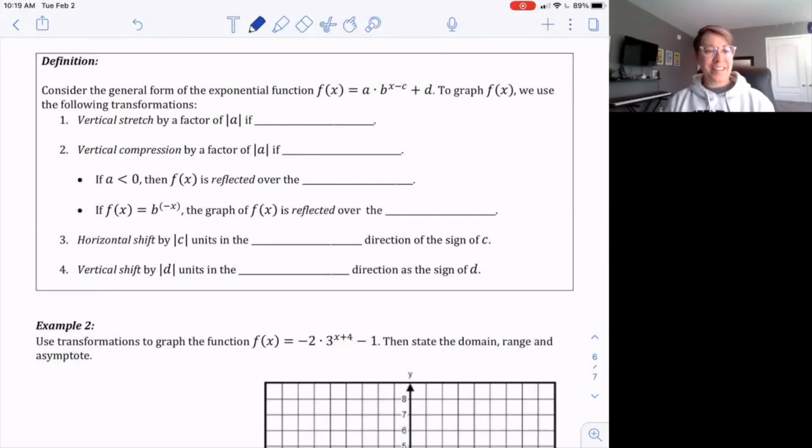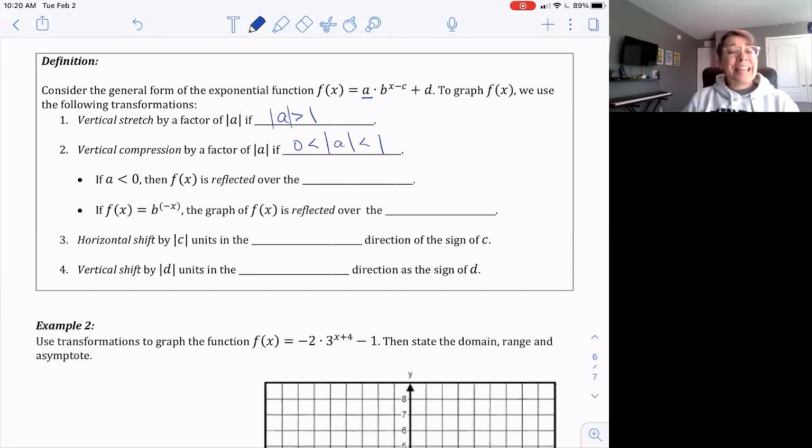Speaking of transformations, here's the general form of an exponential function where we have different pieces. The a is being multiplied by the parent function, so that is our vertical stretch by a factor of the absolute value of a. If that absolute value of a is in between 0 and 1, we have a vertical compression. In other words, it shrinks by a factor of the absolute value of a.